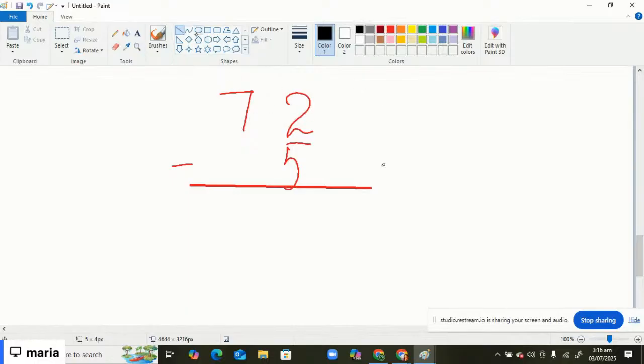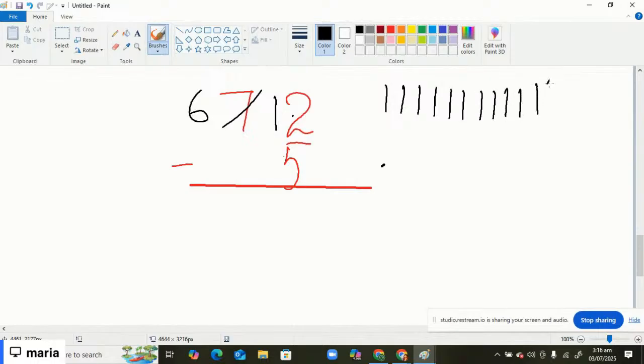Let's do it here. So 2 minus 5 is not possible. So we'll take a borrow from 7. 7 becomes 6 because 1 is left, and here 1 is added. This becomes 12. It does not become 3. Now draw the 12 lines. I'm going to draw it here, 12 lines. These are a total of 12 lines.